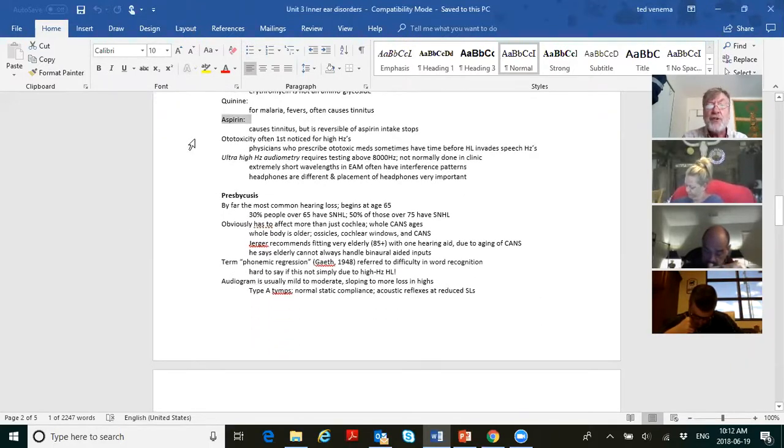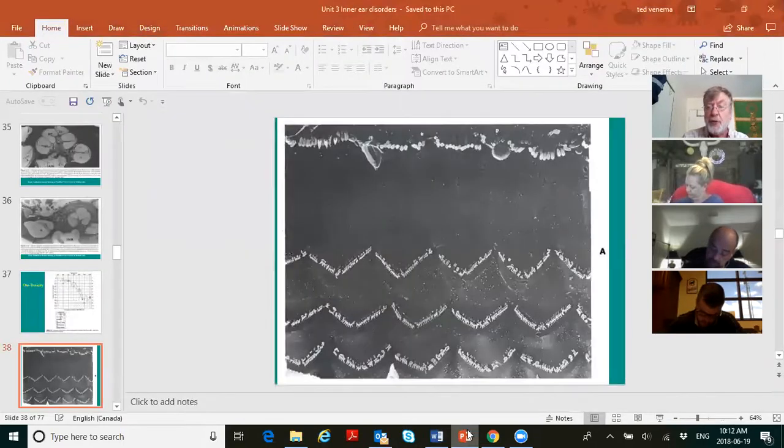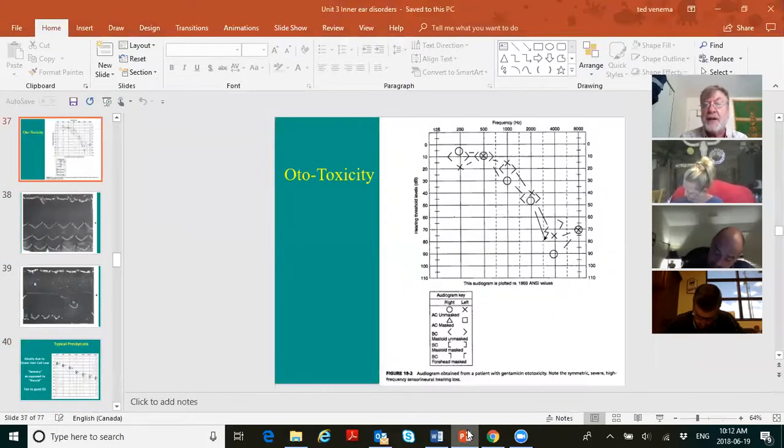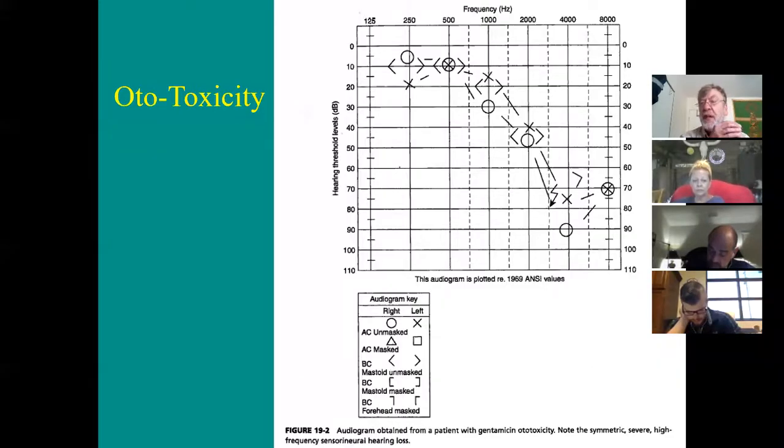Presbycusis, oh, by the way, ototoxicity is often first noticed for high frequencies. So that's why I had in your notes a picture of it. Okay, often high frequencies. Now look at sensory neural loss and make this picture your friend. Air conduction right ear, the O's, air conduction left ear, the X's, and these hatch signs are bone conduction, aren't they? You've learned that in audiometry. When bone conduction follows air conduction, you have sensory neural loss.